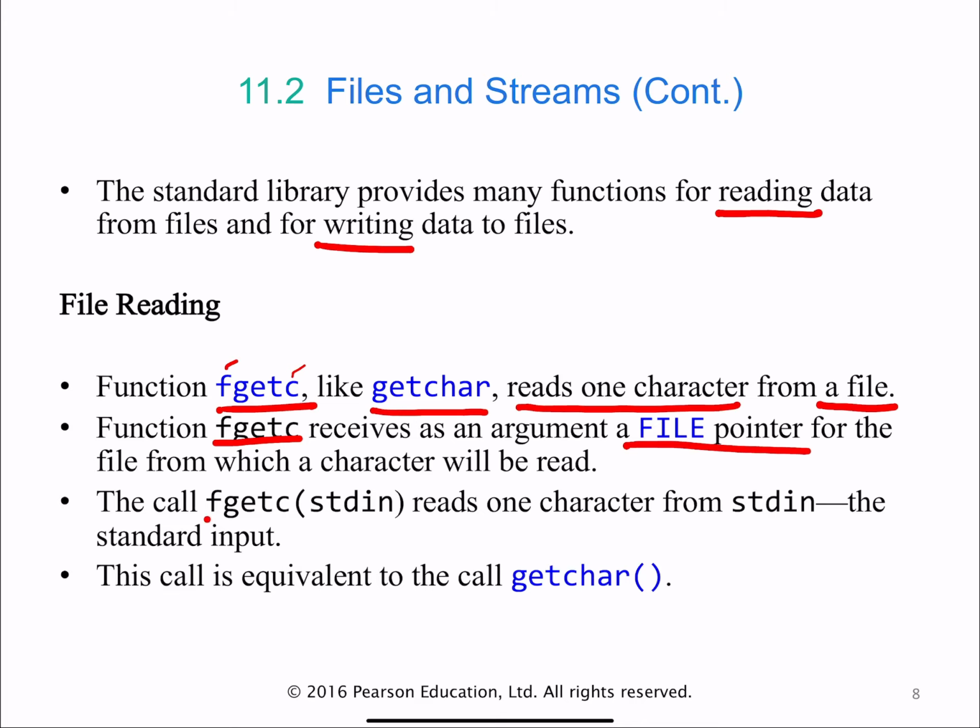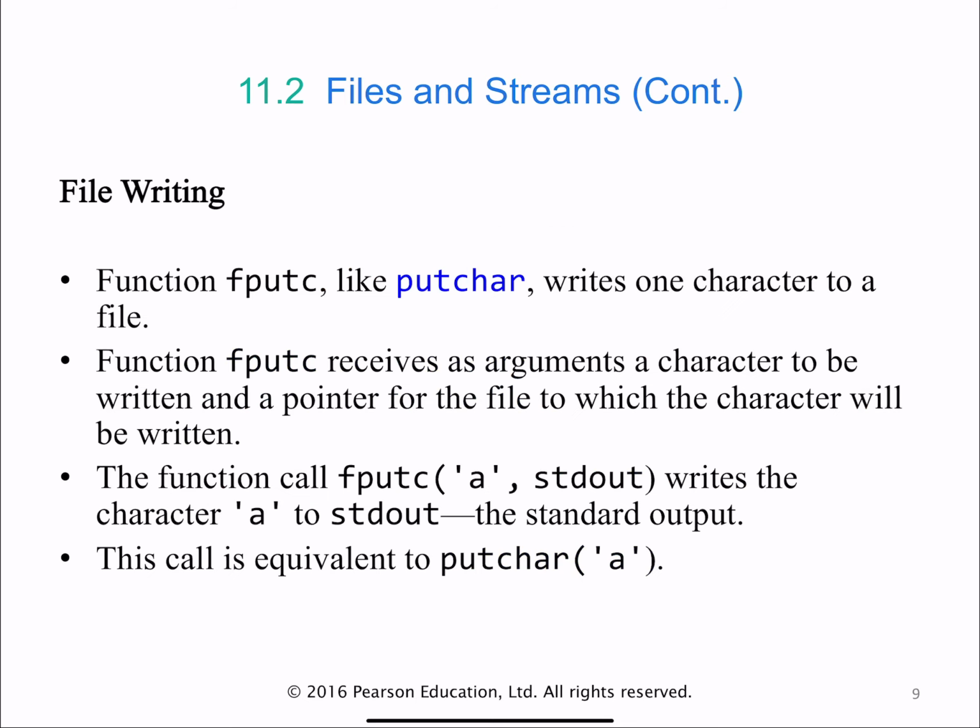If you call fgetc and you provide stdin, the standard input file pointer, it'll read one character from the standard input, the keyboard. And if you think about it, that's really the same thing as calling the getchar function. Now, for writing to files, we have the fputc function, and that is a lot like the putchar function.